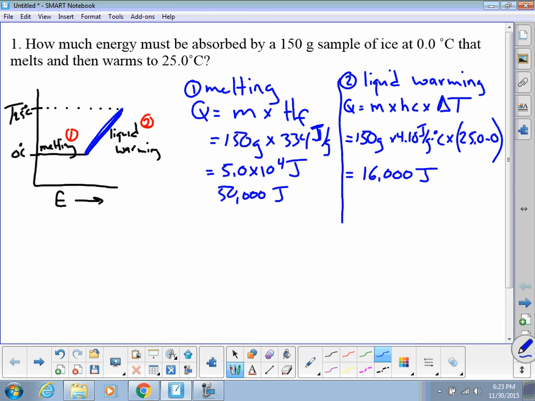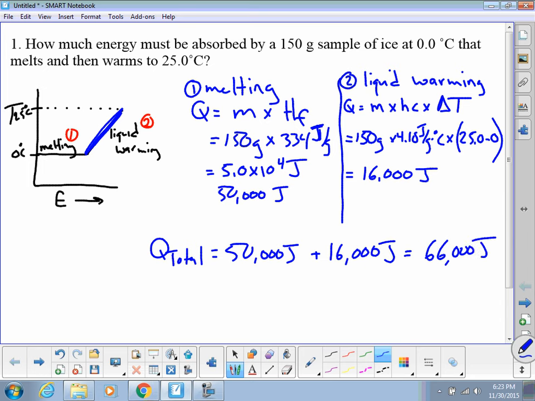16,000 joules. So it took 50,000 joules to melt it. It took 16,000 joules in order to warm it up. And since we want to know the total energy, we take the 50,000 joules and the 16,000 joules, and we add them together to get 66,000 joules.